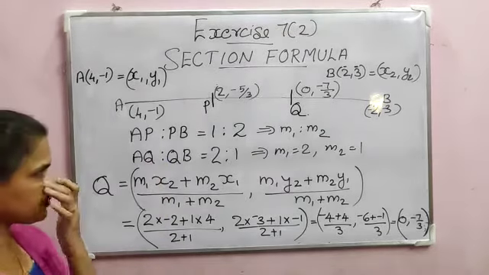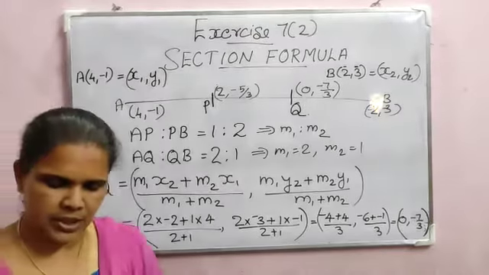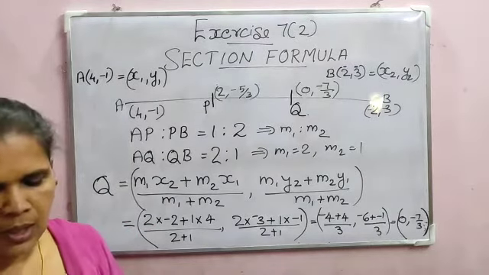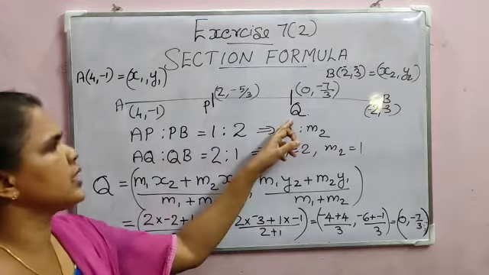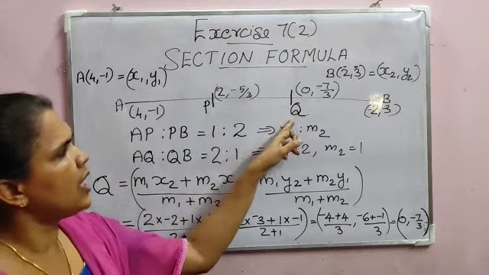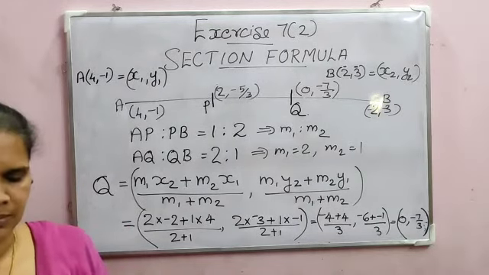So the question: find the coordinates of the points of trisection. Trisection means divide the line segment into 3 parts, and we want to find the coordinates of the points P and Q. So the answer is P 2, negative 5 by 3 and Q 0, negative 7 by 3. Okay.